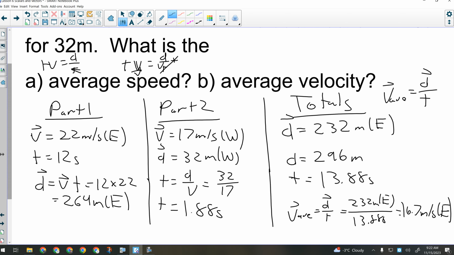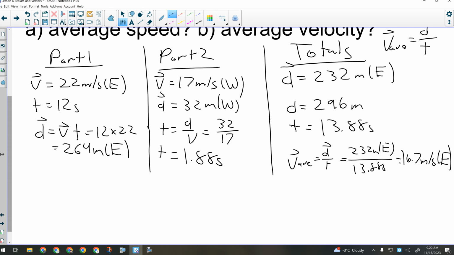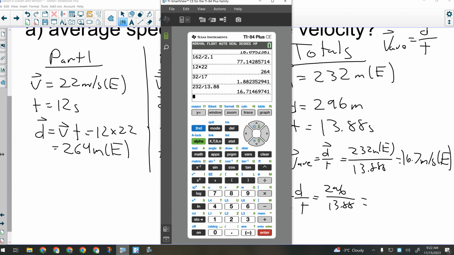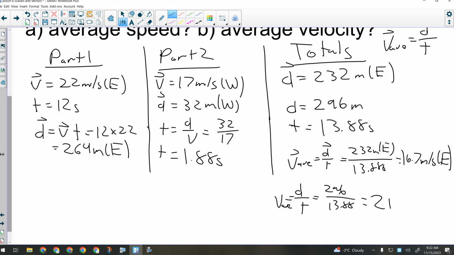If I want to find the average speed, then I go total distance divided by total time. So 296 divided by 13.88, and I get 21.3 meters per second. Do I need a direction on that one? No, that's a scalar quantity, so I don't need direction on that.